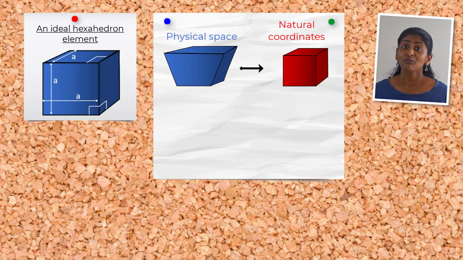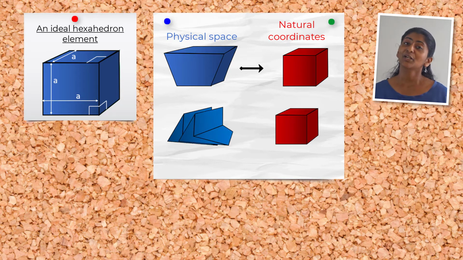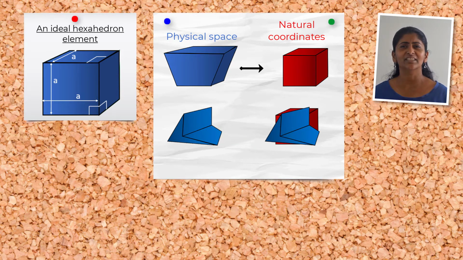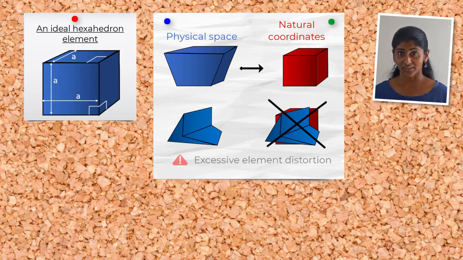Now, if the body was made of a hyperelastic material, the body may deform excessively at a global or local level, causing some elements to deform so much that this mapping of nodal coordinates from physical space to the natural coordinates becomes less and less accurate until it is no longer possible. This inaccuracy generates an excessive distortion error, which prevents the solver from proceeding further.